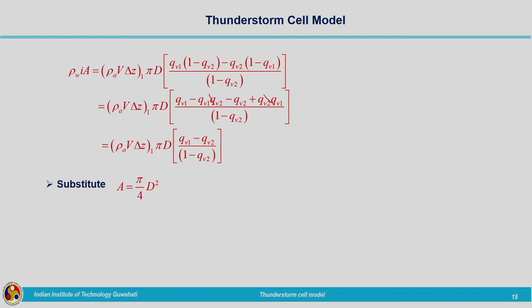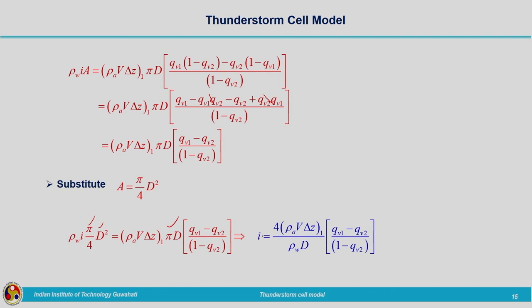Now for area we are going to substitute A is equal to pi by 4 d square. So in this pi by 4 d square, d is here, pi is here on both the sides, so we can cancel that. I can be written as 4 rho a v delta z 1 divided by, this rho will be coming to the denominator, and d square, d gets cancelled, d is there on the left hand side, that will be coming to the denominator. So we will be getting the expression for I as 4 rho a v delta z 1 divided by rho w d multiplied by qv1 minus qv2 divided by 1 minus qv2. This is the expression for intensity of rainfall.